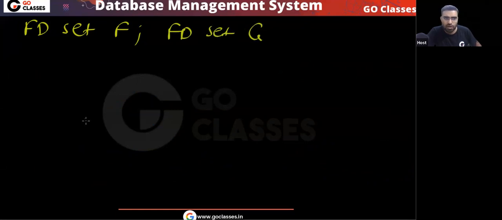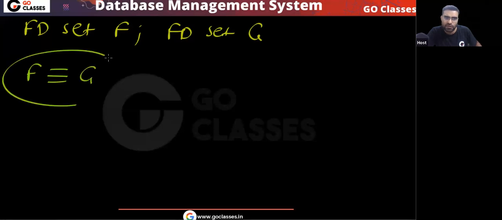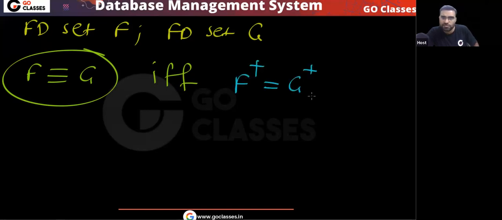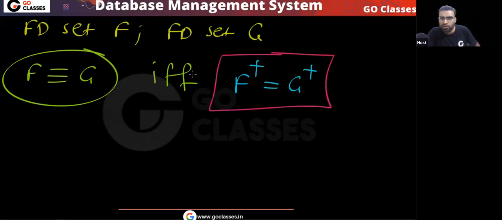Okay, so when can I say that they are equivalent? F is equivalent to G if and only if, let me tell you another definition, F plus is equal to G plus. Basically, every FD that you can derive from this, you can also derive from this. So F plus will be equal to G plus.